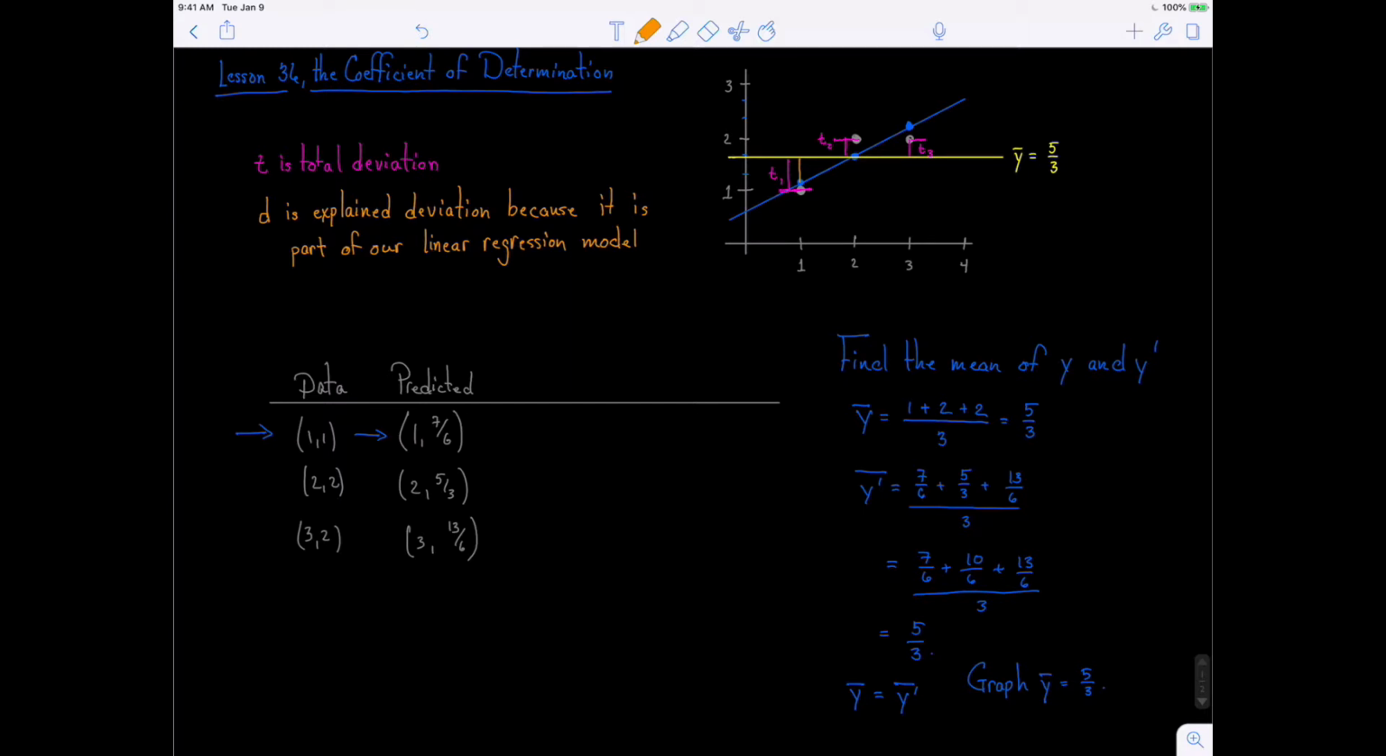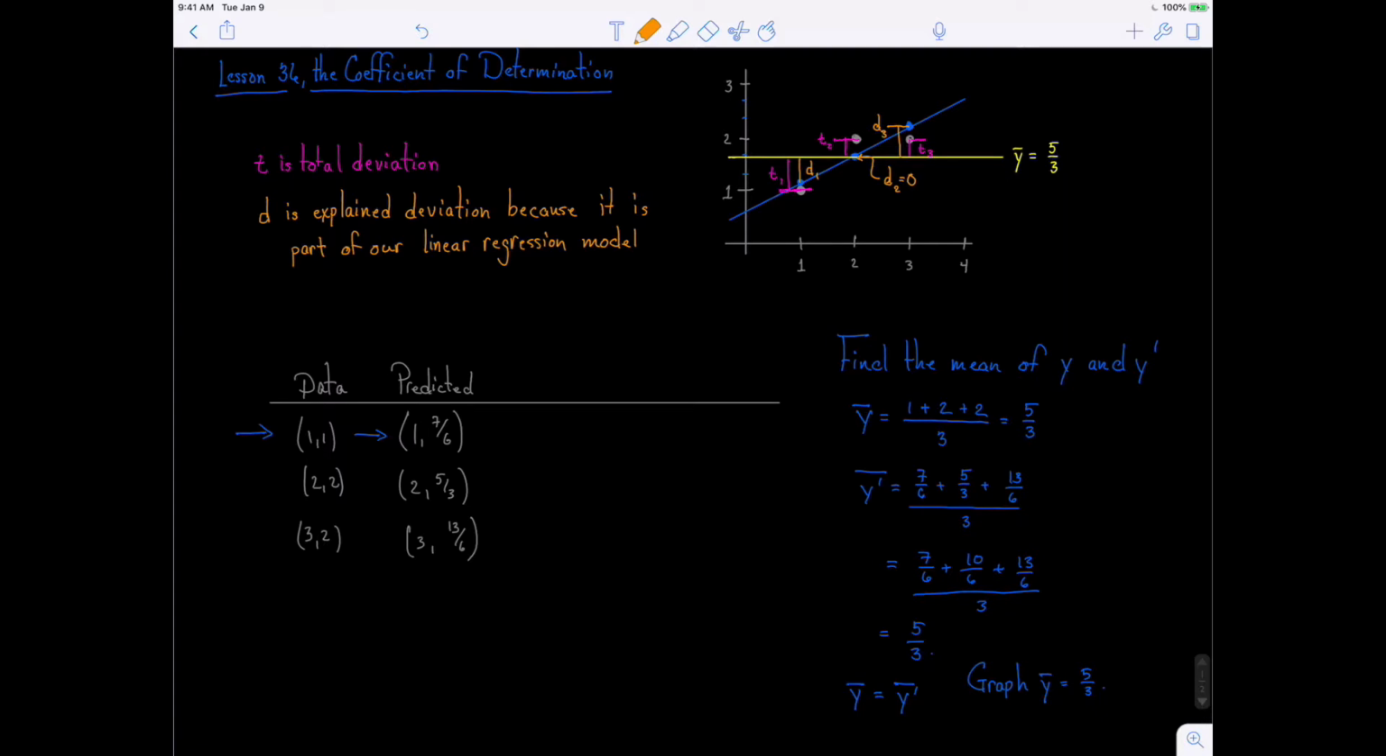So this first one here, this would be d1. And then look at this second point. Notice that it does the d2 here. So that little point there. And in this case, there is no explained deviation there. It lands right on the mean. So we just say 0. And in the last one, the explained deviation would be from the mean up to this point here. So that would be d3.